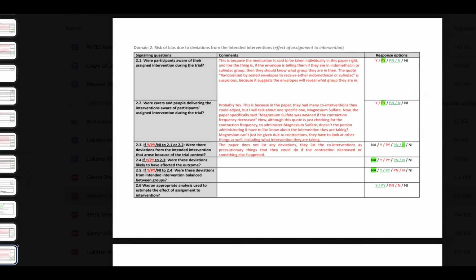Now, although this quote is just checking for the contraction frequency to administer magnesium sulfate, doesn't the person administering it have to know about the intervention they are taking? Magnesium can't just be given due to contractions. They have to look at other things as well, including what intervention they are taking. What do y'all think about that?